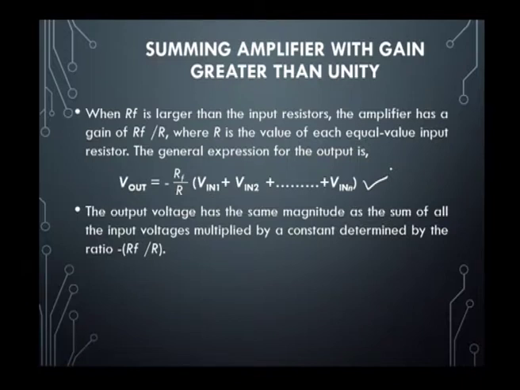The output voltage has the same magnitude as the sum of all the input voltages, but the gain is not unity, so we need to multiply this with RF divided by R, because we did not consider here, like what we considered previously, that the resistor values are equal. If the gain is greater than 1, the resistor values are not equal, and we need to multiply the same expression with a constant value, that is minus RF divided by R.